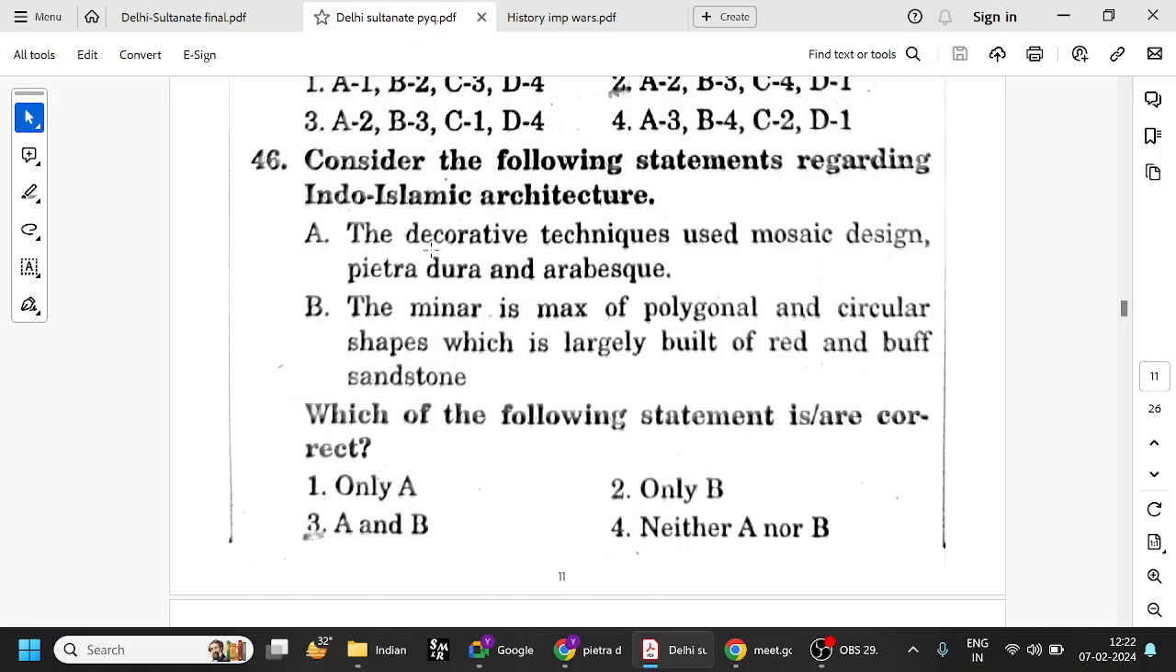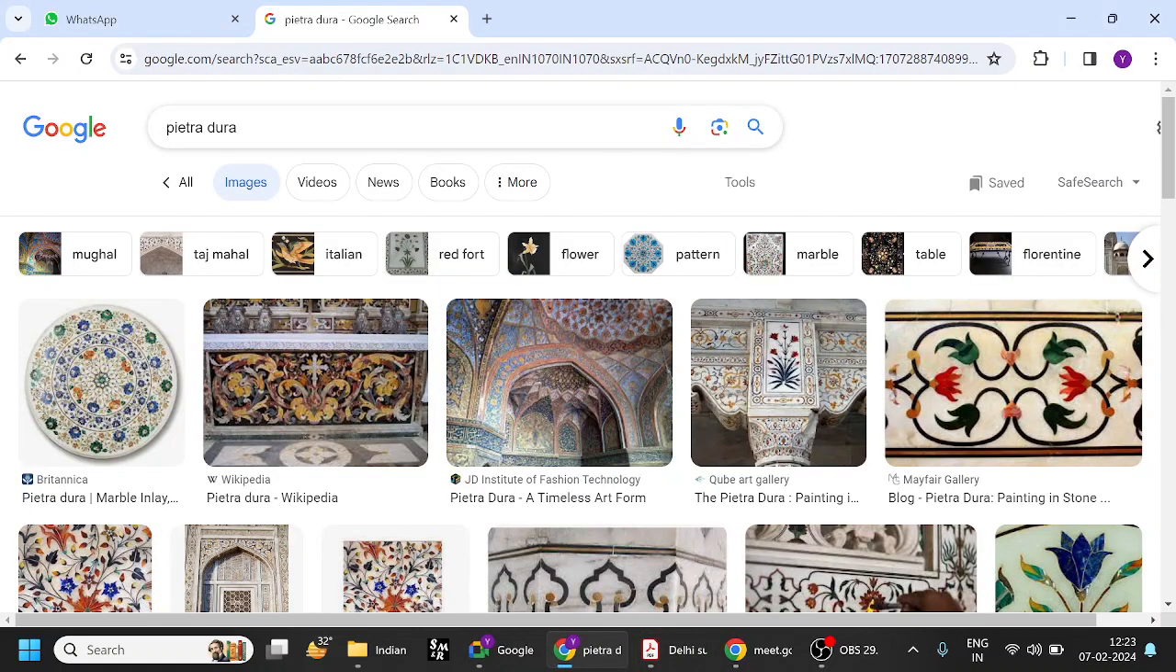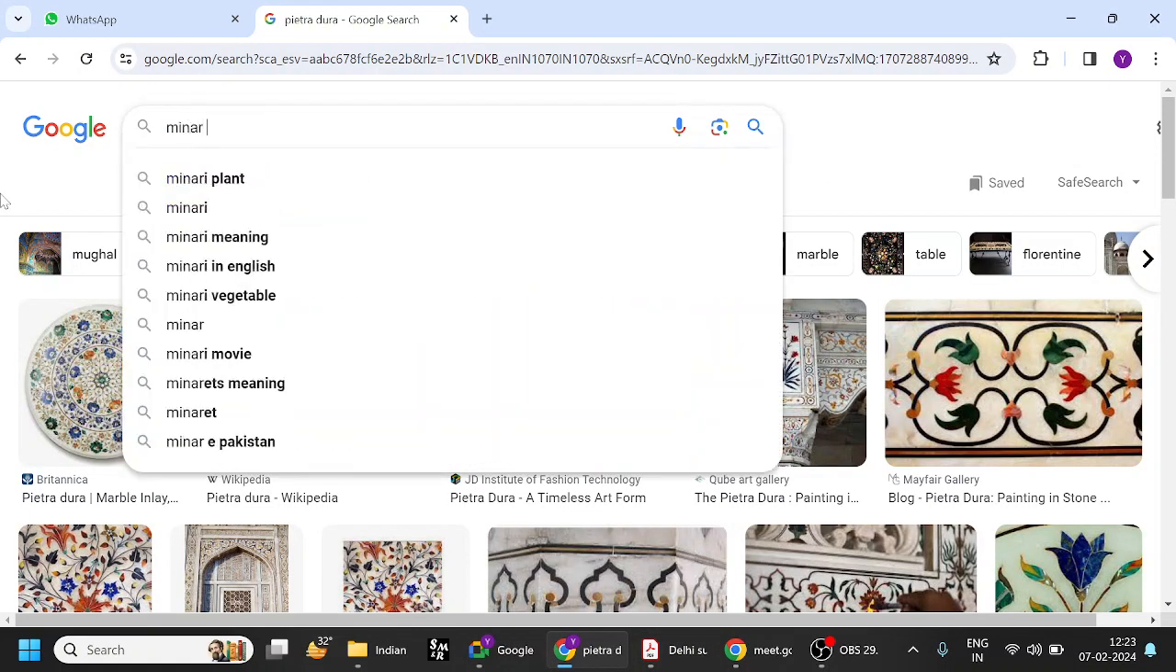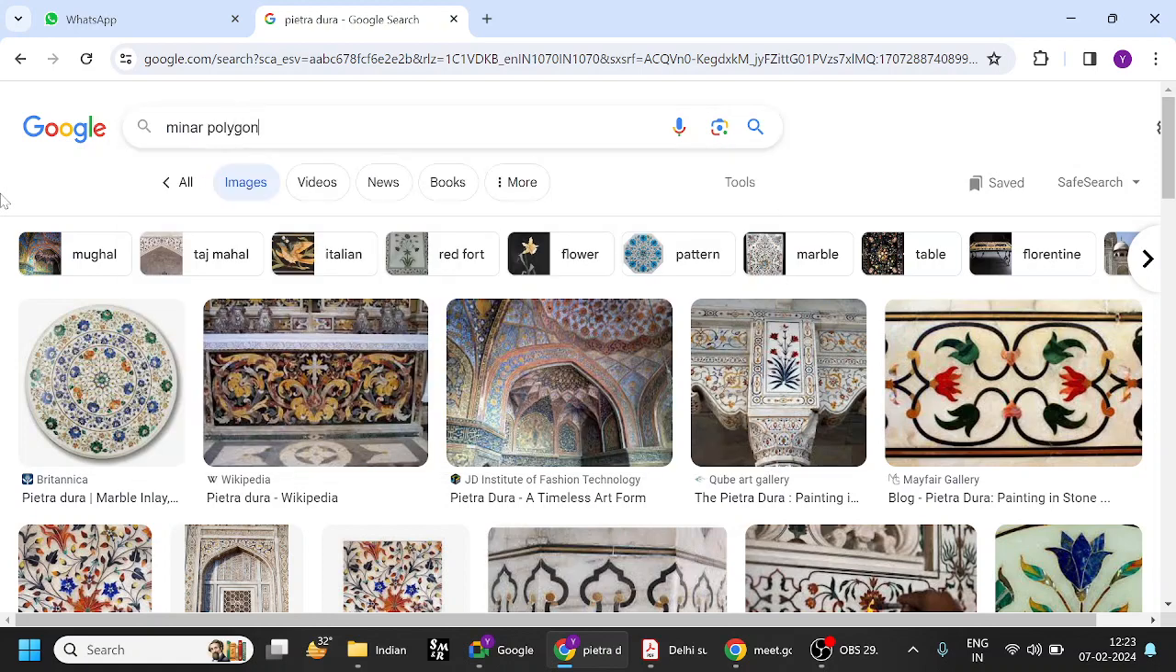Next, the statement says the minar is made up of polygonal and circular shapes, largely built of red and buff sandstone. So red sandstone and buff sandstone, that is true. And the minars we've seen in the Taj Mahal also, we have four minars, and almost all Indo-Islamic architecture will contain minars. They will be of polygonal or circular shapes. When you see from above, you will realize. Minar, polygonal or circular.